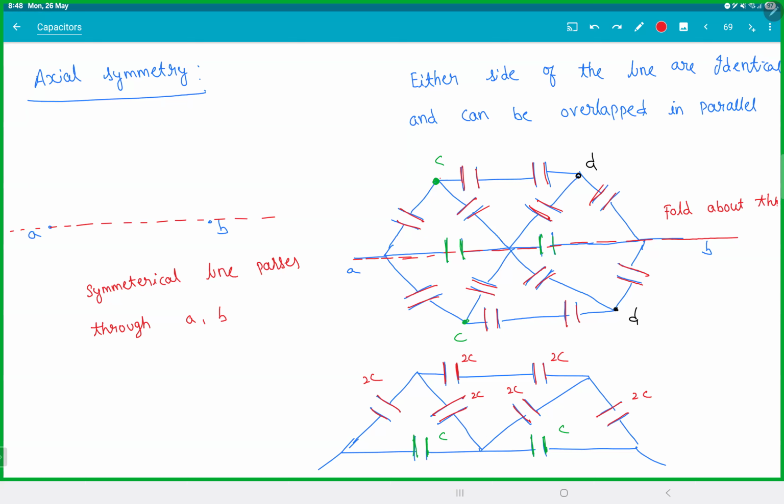So you can actually use both the symmetries back to back. There's nothing like if you use one symmetry, you can't use the other. Any doubts on these two symmetries?